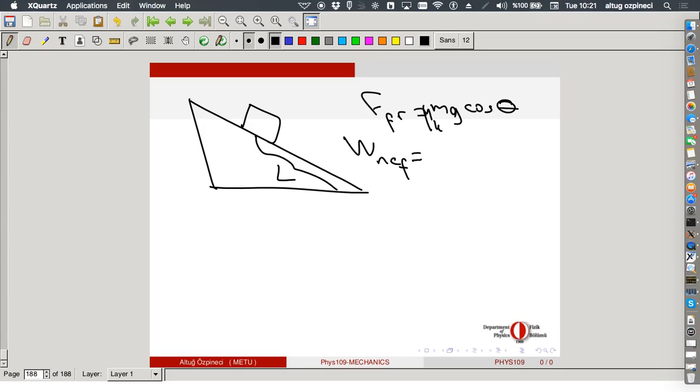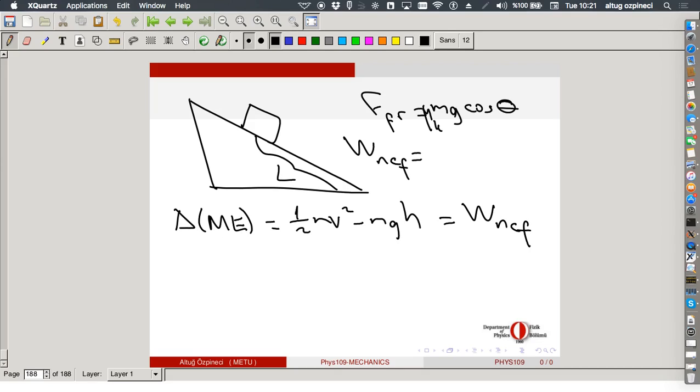You see, what we are aiming at is, we will write the change in the mechanical energy, which we already know is 1 over 2 mv squared minus mgh. This we had already calculated. And we will equate this to the work done by non-conservative forces. And from this relation, we will extract what the speed of the object will be when it reaches the bottom. But of course, first of all, we have to express the work done by non-conservative forces in terms of the friction force and the distance covered.